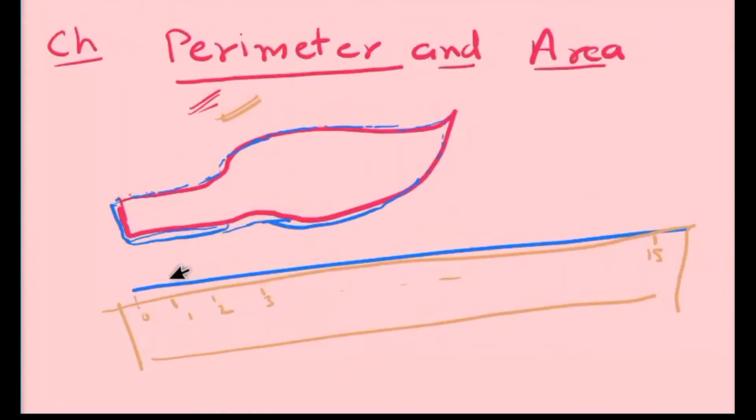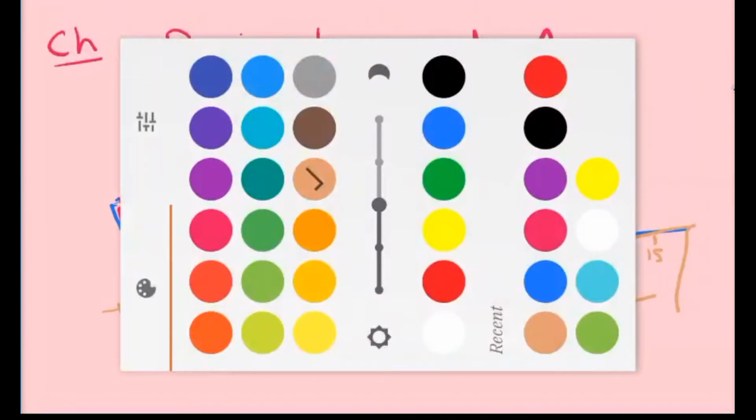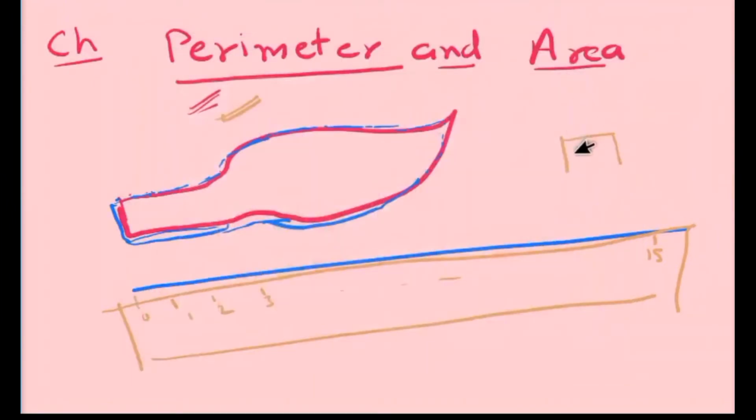Yes. Now, using the length of this thread, you can measure the boundary. The leaf is irregular, but let's say you want to know the boundary of your plot. Here is the plot of your house. This is your boundary, and this is the gate.